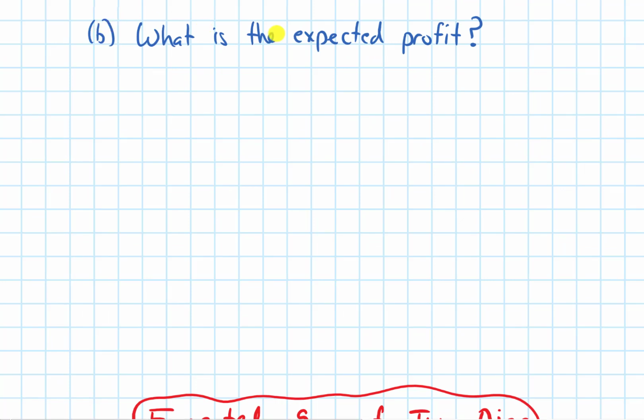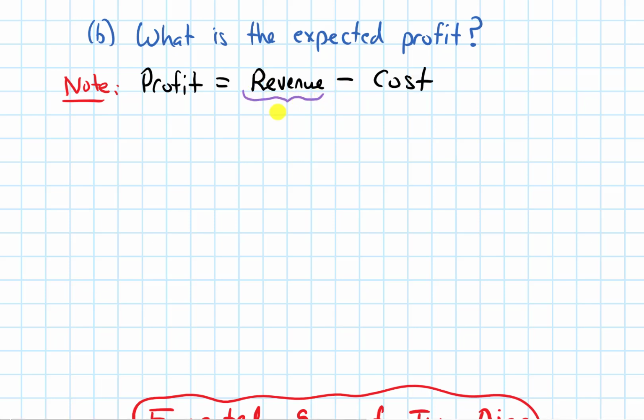This asks, what is the expected profit? So to answer this, I'm going to note something. There's something that I have to remember about profit. So we haven't talked about profit in our class, but I'm going to say what profit is. Profit is equal to the revenue minus the cost. And by revenue in this example, I mean, what are the sales that the organizers get from selling all of those tickets? That is how much money that they take in. And if you subtract away how much their costs are, that is the profit.